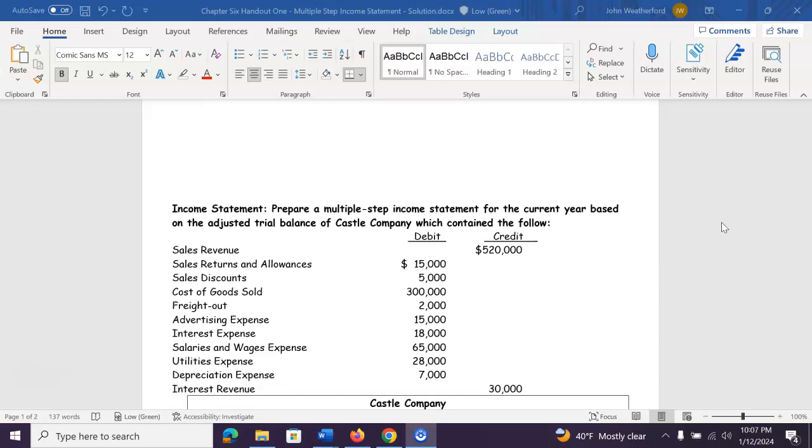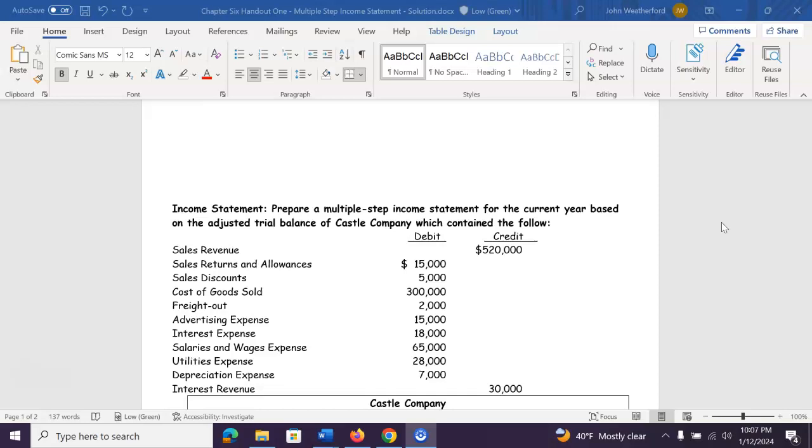We have sales revenue, of course, a revenue account, sales returns and allowances, and sales discounts, both contra revenue accounts, meaning they'll reduce the balance of sales revenue on the face of the income statement to come to net sales. A new expense account in this unit, cost of goods sold. Now it's a little odd in that it doesn't have the word expense in the title, but it does have the word cost, and it is considered an expense account. We'll deduct that from net sales to get gross profit.